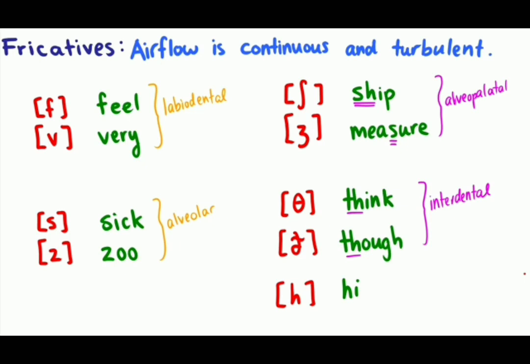The last fricative is the h in "high," and this is a glottal fricative. So the glottal stop is in "oh," and the glottal fricative is in "high." So these are fricatives: turbulent airflow, meaning there is a very, very narrow passage that air can continuously flow through. Sh, z, s, z. You can feel that very tight constriction. There are also pretty noisy sounds.